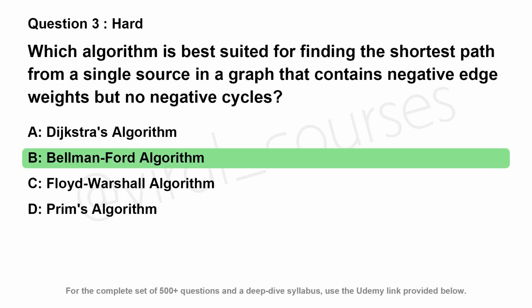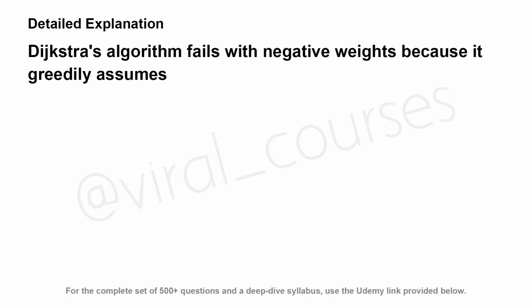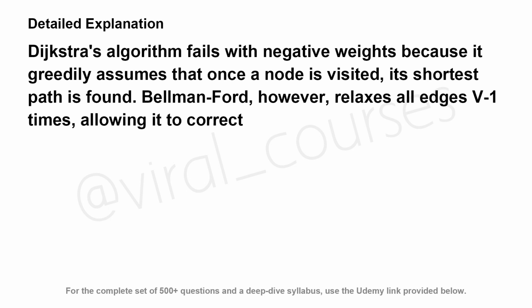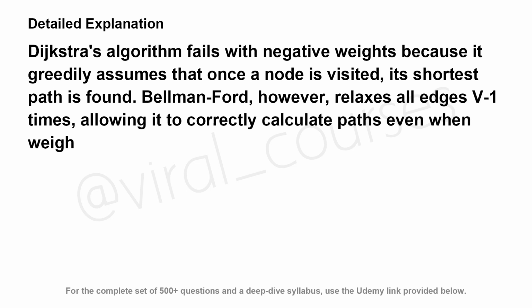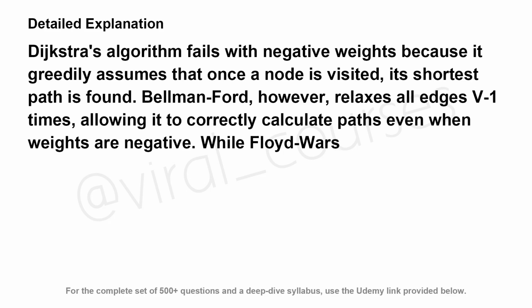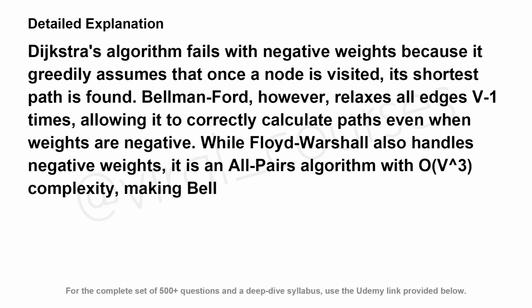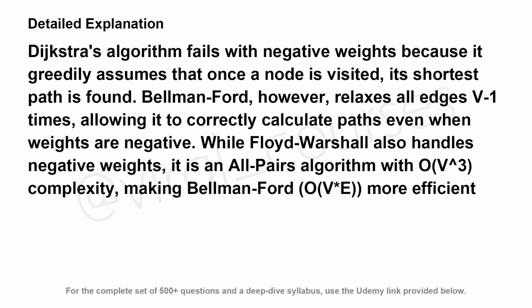The correct answer is B. Dijkstra's algorithm fails with negative weights because it greedily assumes that once a node is visited, its shortest path is found. Bellman-Ford, however, relaxes all edges V minus 1 times, allowing it to correctly calculate paths even when weights are negative. While Floyd-Warshall also handles negative weights, it is an all-pairs algorithm with O(V cubed) complexity, making Bellman-Ford more efficient for single-source problems.